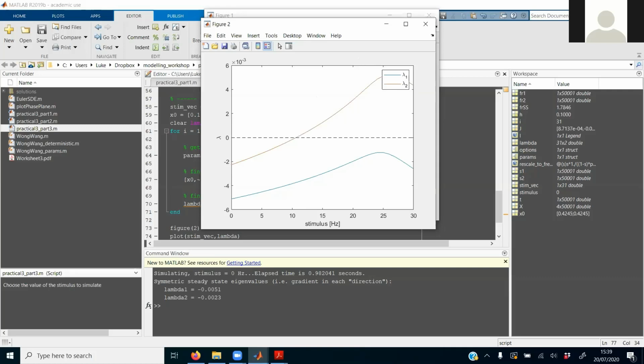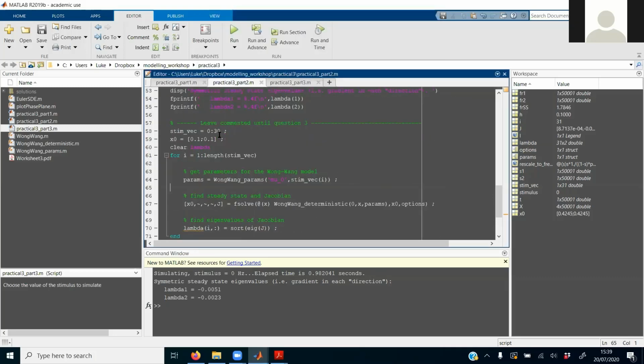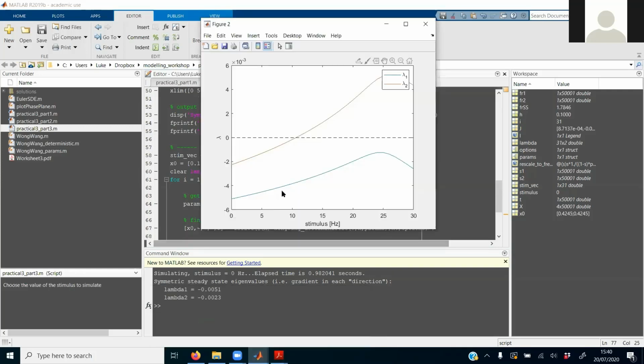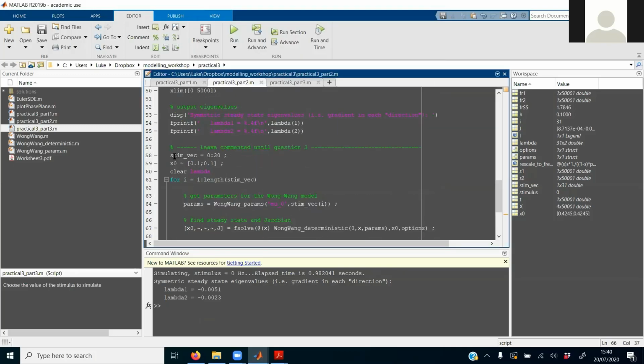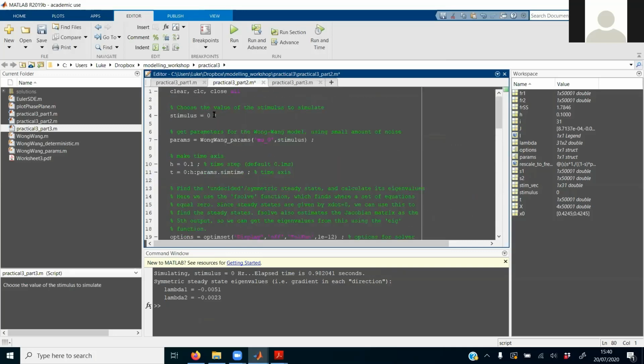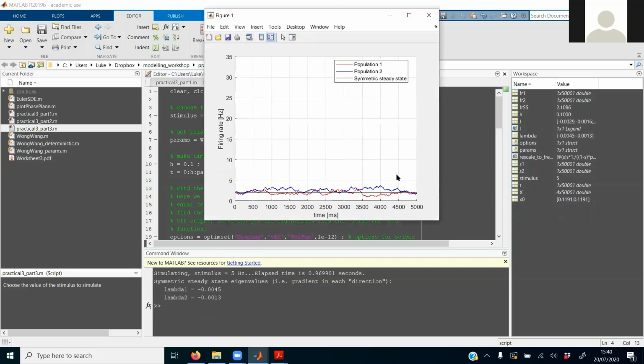And so I asked, do you think a decision will be made for a stimulus of 5, 15, and 25 hertz? So what we can do is, well, at 5, both eigenvalues were negative. At 15, one eigenvalue is negative and one is positive. At 25, one negative, one positive. Essentially what that means is for 5, it's stable. For the other 2, it's a saddle. So we think that for 5, there should be no decision made, and for 15 and 25, a decision should be made. So let's just see what happens when I run a stimulus of 5 Hertz.